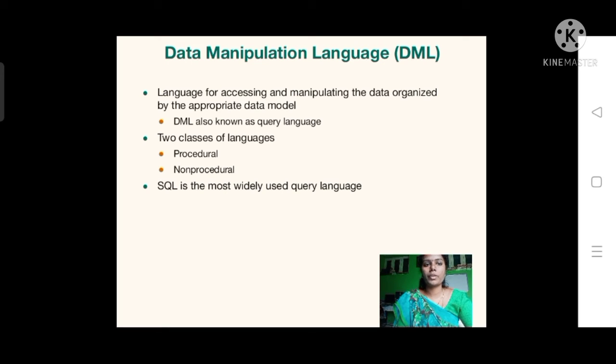Now we are going to talk about the DML. What is a DML? DML is a data manipulation language, the language for accessing and manipulating the data organized by the appropriate data models. DML is also known as a query language. There are two classes of languages: one is procedural, another one is non-procedural.